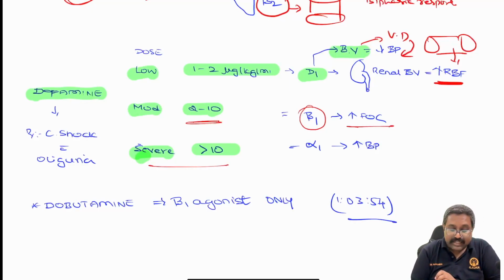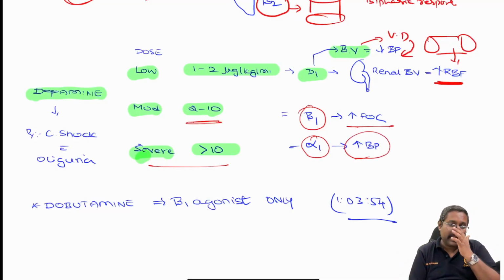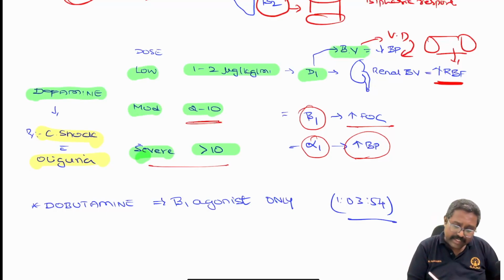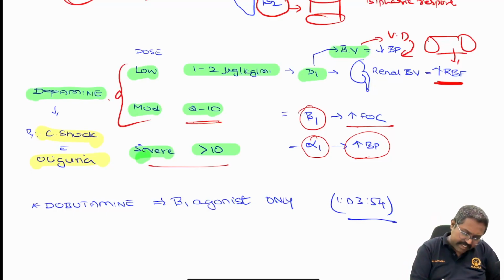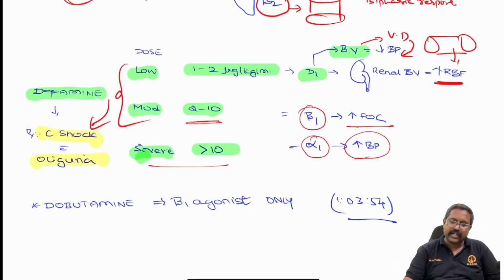At higher doses, along with D1 and beta 1, it acts on the alpha 1 receptor, which increases the BP. So to treat cardiogenic shock, especially cardiogenic shock associated with oliguria, you need to give a low to moderate dose. Only the low to moderate dose is preferred in cardiogenic shock associated with oliguria, that is, decreased urine. To improve urine production, you need to stimulate D1 at the lower dose, thereby increasing the circulation to the renal system.